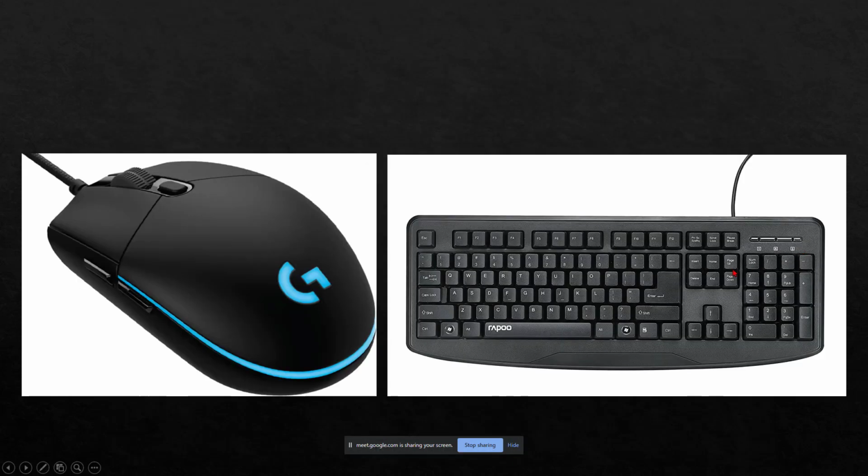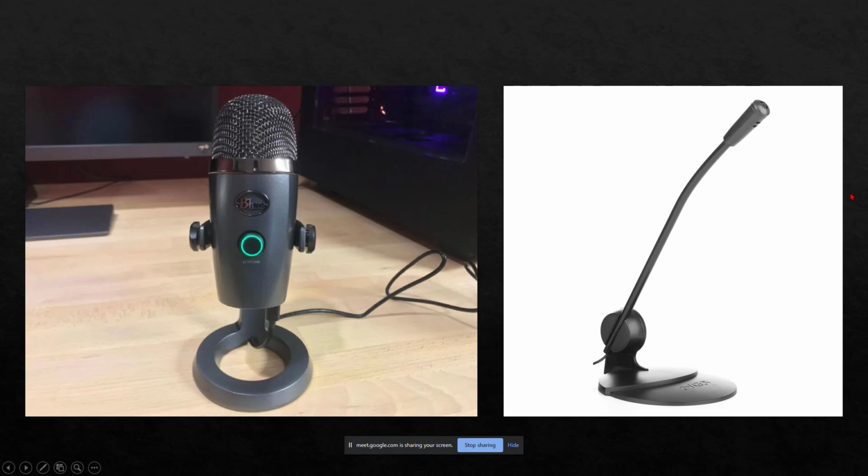All right. So first, we have our keyboard and mouse. These are peripherals that you would use on a computer to input. So these are input devices because you're typing data that will be input into the computer. You also have microphones, which are input devices.